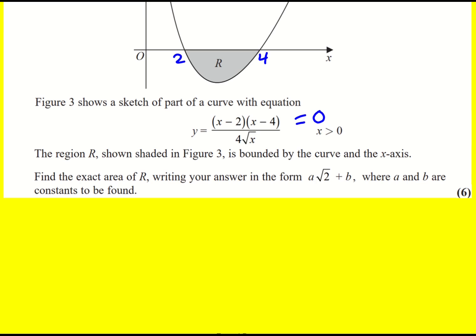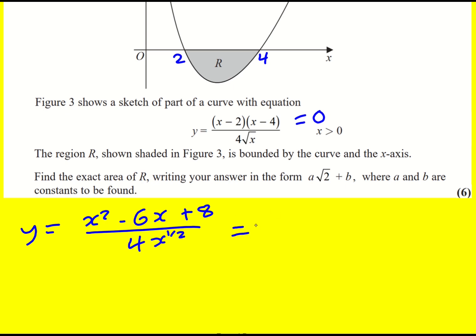Actually, in the answers, they write in one way they do it by parts. It looks pretty complicated, to be honest. And the second one they do a substitution. I'm going with neither, and I'm actually going to just expand things out. So y is going to equal x squared minus 6x plus 8 all over 4 root x, which is x to the half. And actually, this is one that you could do in the first year.